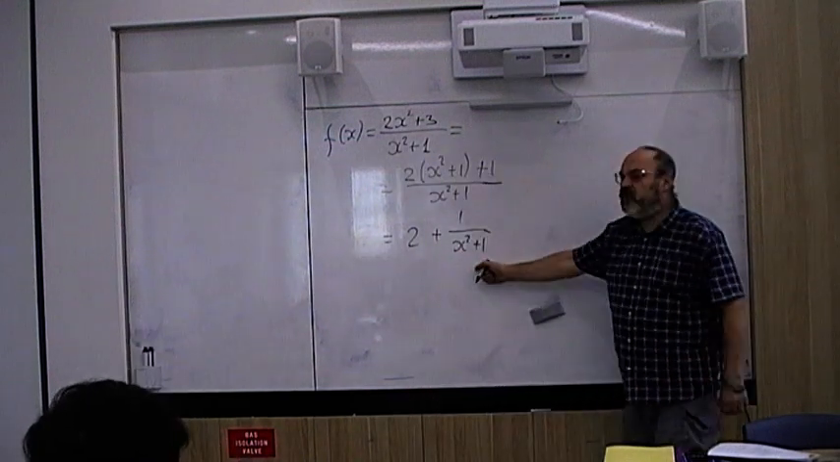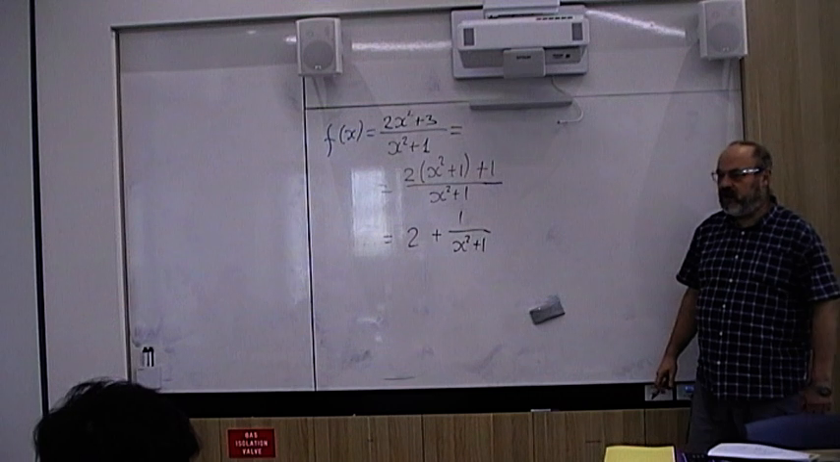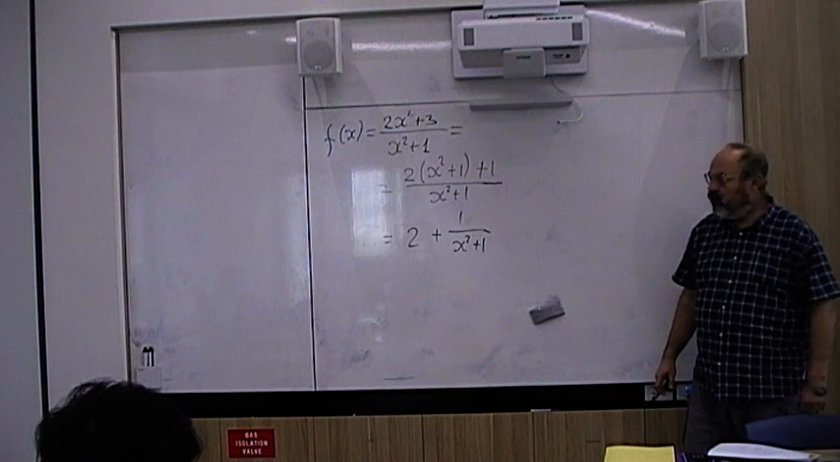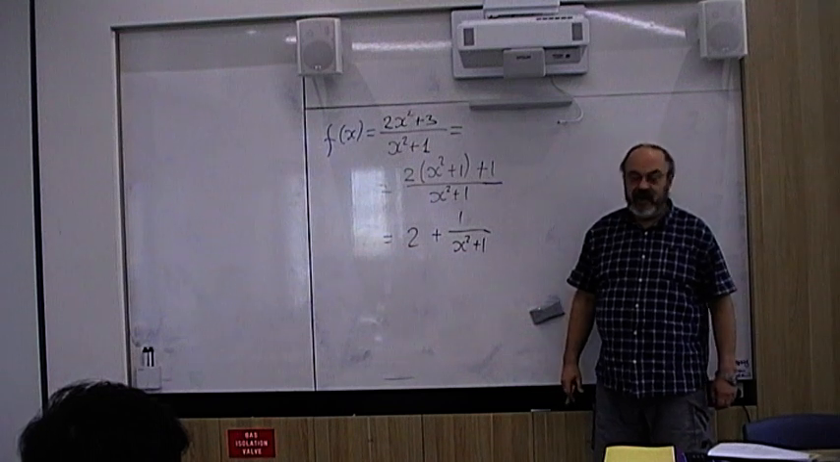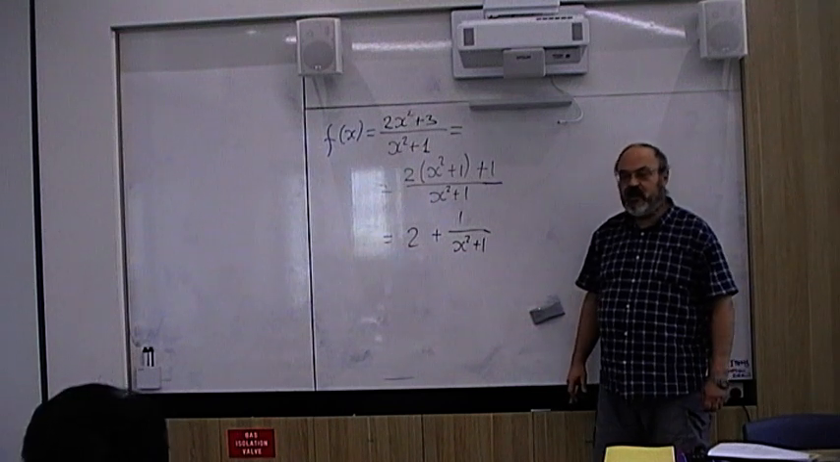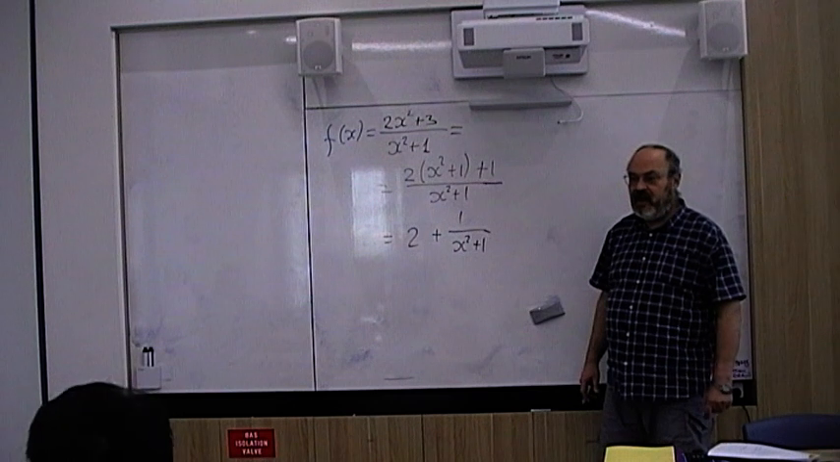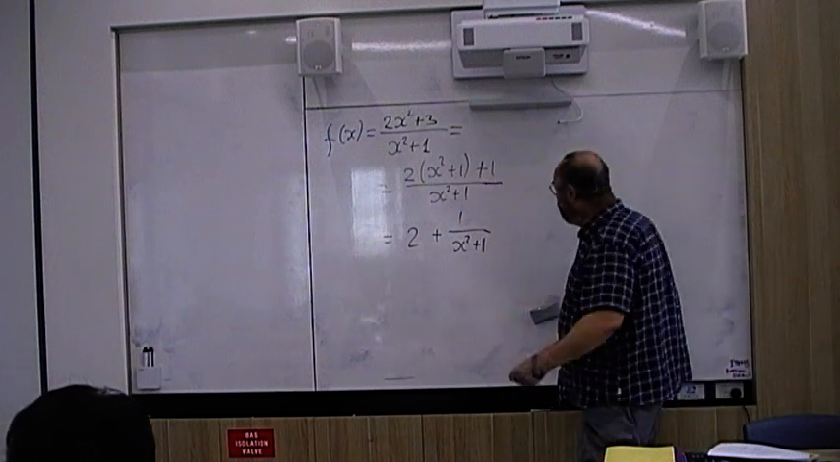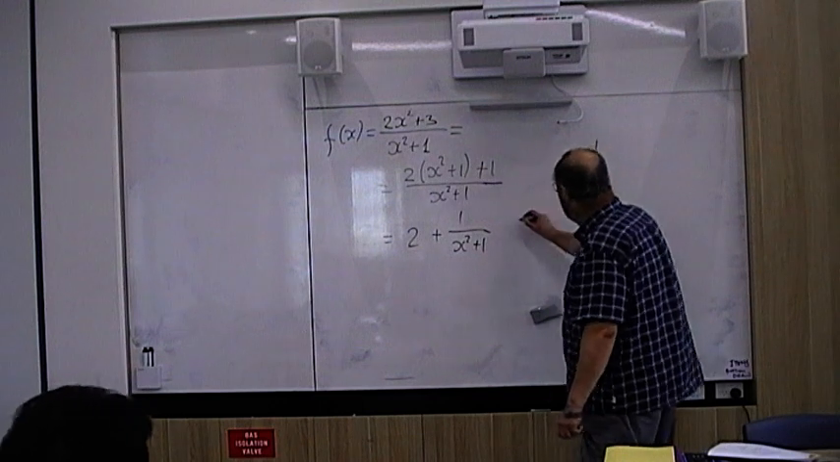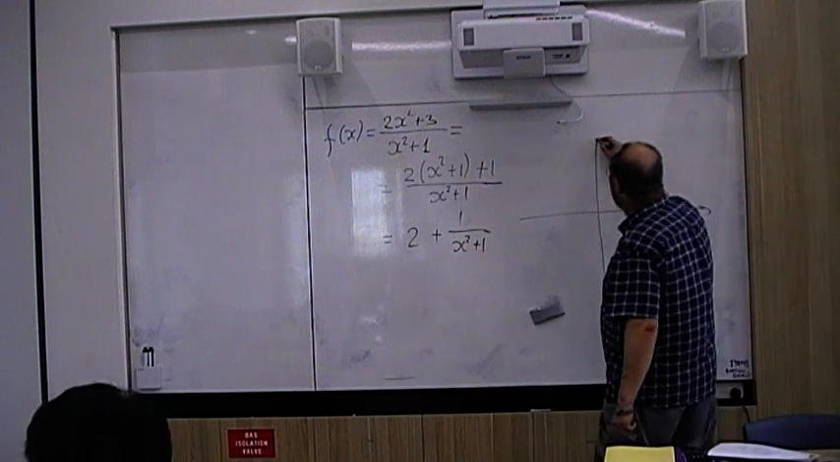So we just sketch the graph of 1 over x squared plus 1. But now what will this do to the graph? It will be a translation up. The only thing we change is 2, so we will have an asymptote y equals 2.